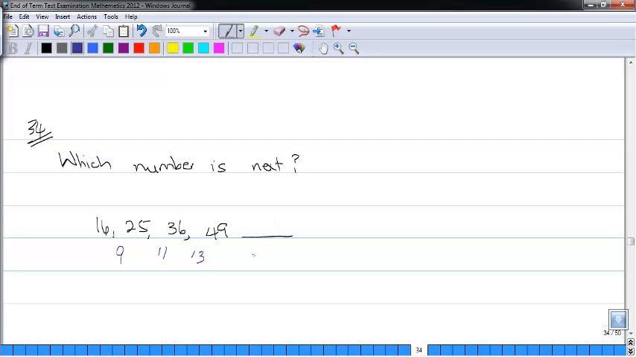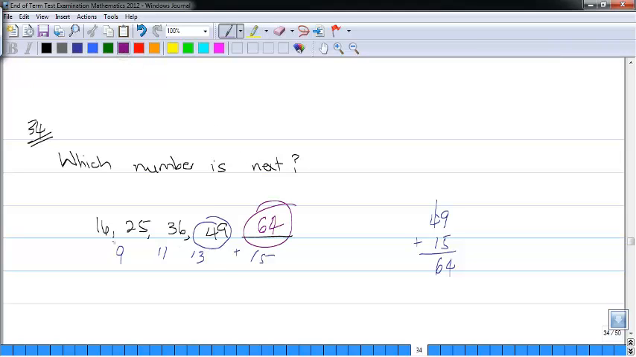So the next number would be going up by 15. So whatever this is, plus 15 should give us our answer. So it would be 49 and 15. This would be 4 and 4 and 1, 5 and 1, 6. So our answer should be 64.